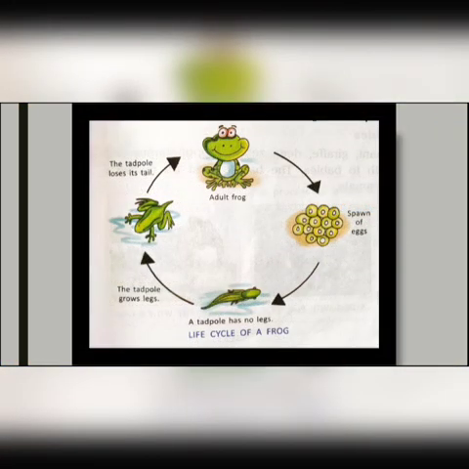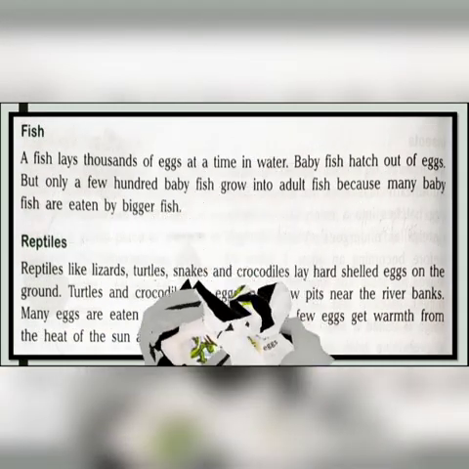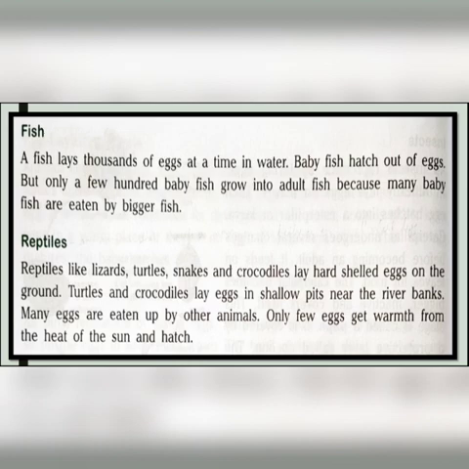Let us see the picture here. Adult frog, spawn of eggs, tadpole, grows and becomes adult frog. Now let us know about fish. A fish lays hundreds of eggs at a time in water, and baby fish hatch out of those eggs.